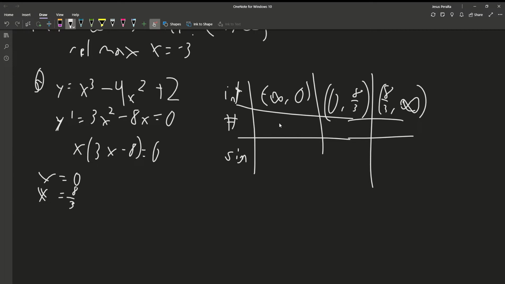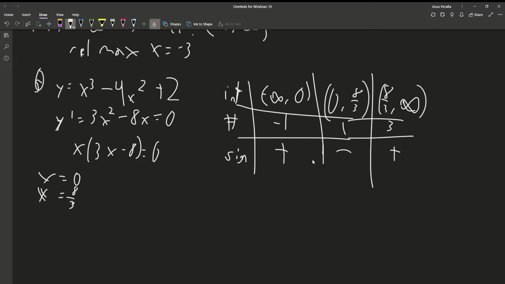Okay, now from here we choose a number, -1, then we could choose 1, and from here we could choose 3. So our sign, if we plug in -1 into the derivative, you are going to get a positive, and so that's going to be a positive. This is going to be a negative, and this will be a positive. If you want to double check that, go ahead.